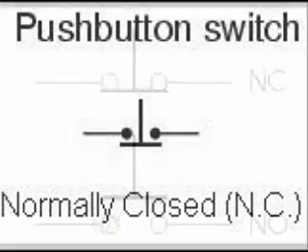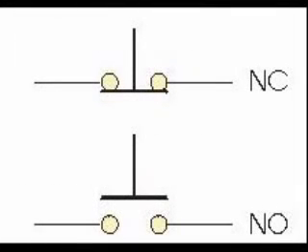You can think of normally open as normally off, and normally open is abbreviated NO. You can also think of normally closed as normally on. Normally closed is abbreviated NC.